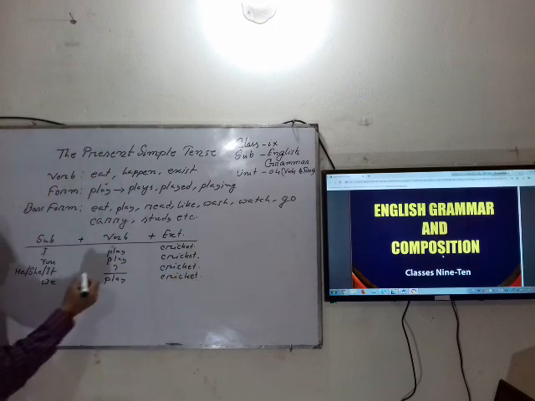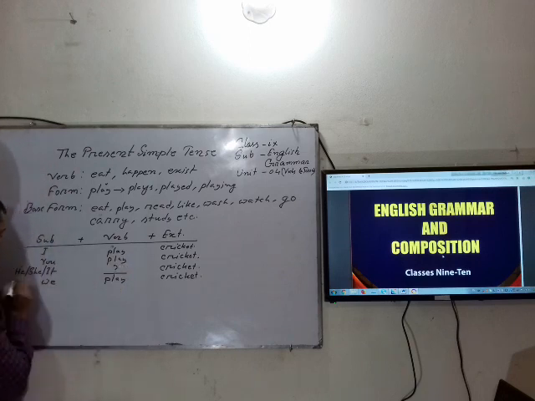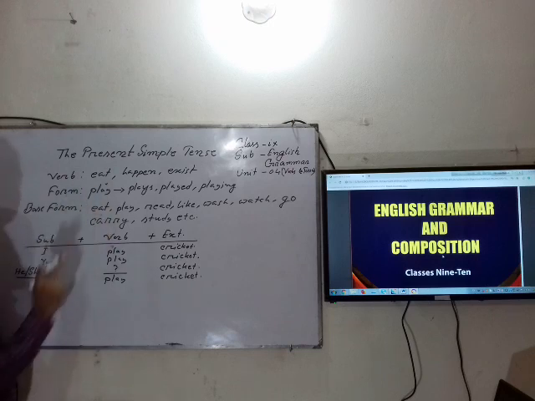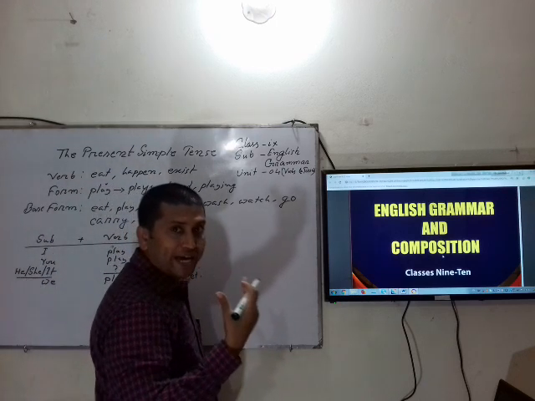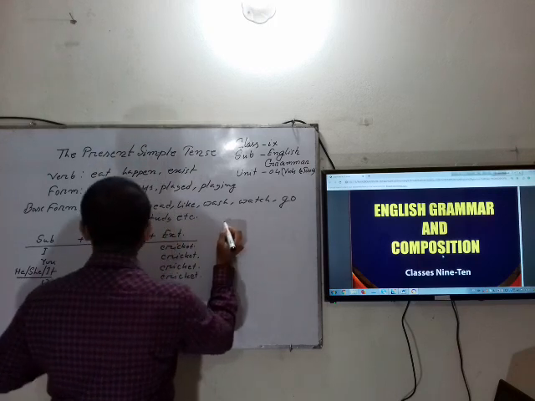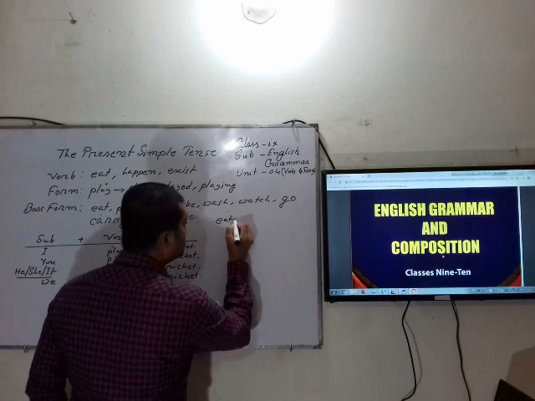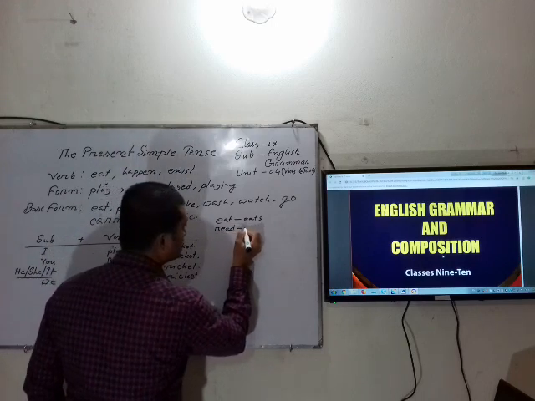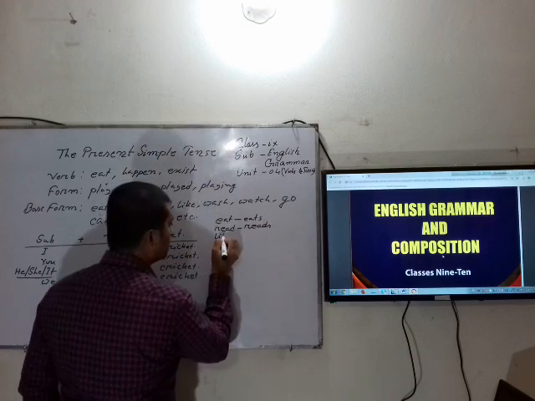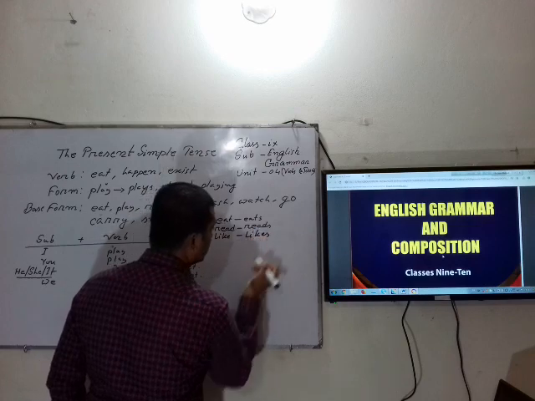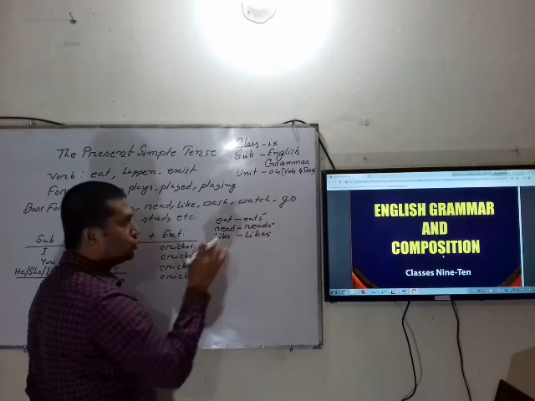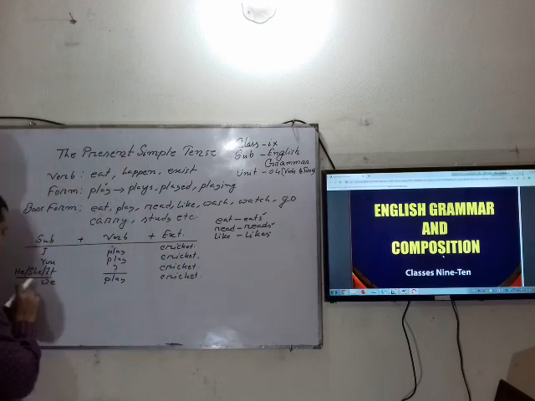Okay, dear students, you don't see any ending here because there is a special form for the third person singular number in the present simple tense. To make that special form, we usually add s to the regular verb. For example, eat, eats. Play, plays. Read, reads. Like, likes. Okay, we add s to the regular verb to make the special form for the third person singular number in the present simple tense.